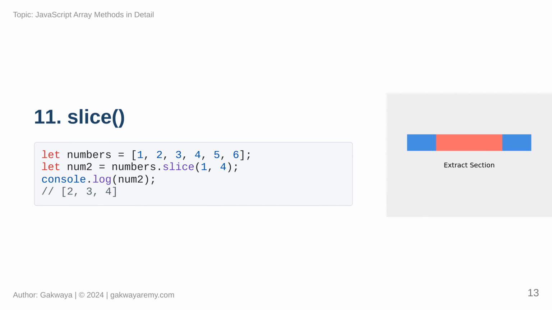Slice extracts a portion of an array without modifying it. Think of it like taking a photo of part of your array. You get a copy of that section while the original remains unchanged. The first parameter is the starting index, and the second, optional, parameter is the end index, not included in the result.